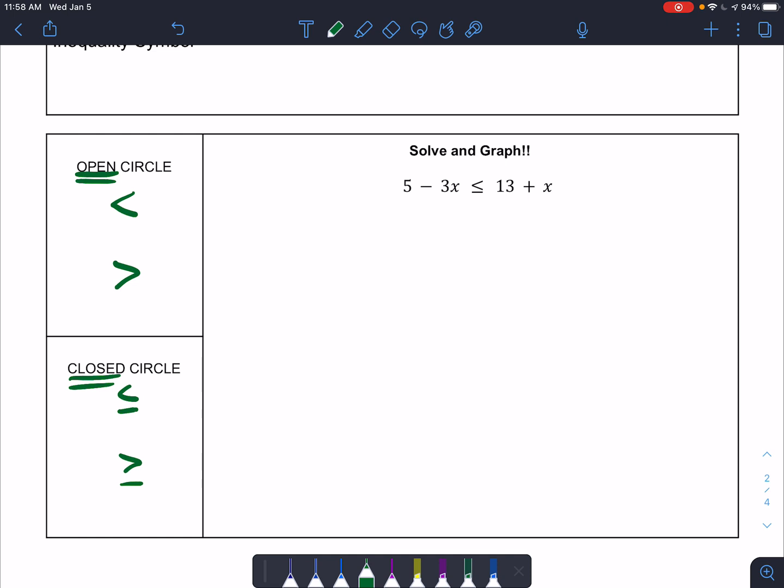Everything starts the same. I draw my bar down the middle. I'm going to take away x from both sides. When I have variables on both sides, I have to collect them somewhere. So I cancel out x on the right. Now I have 5 minus 4x is less than or equal to 13. We're getting there.